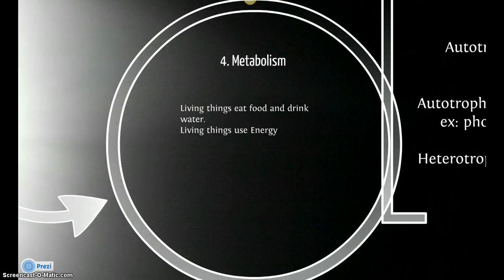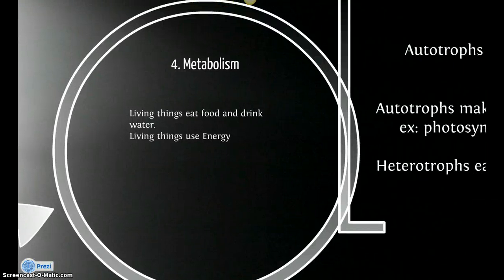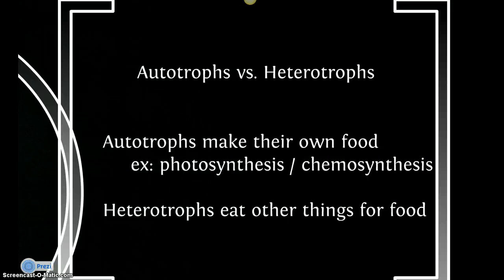Number 4 is metabolism, and this simply means that living things eat food and drink water. They use energy. So metabolism itself is the ability to use energy, and there are different ways that organisms do this. We have autotrophs that make their own food. Examples are photosynthesizers, which would be our normal plants that we might think of. They take in sun energy and turn that into usable energy.